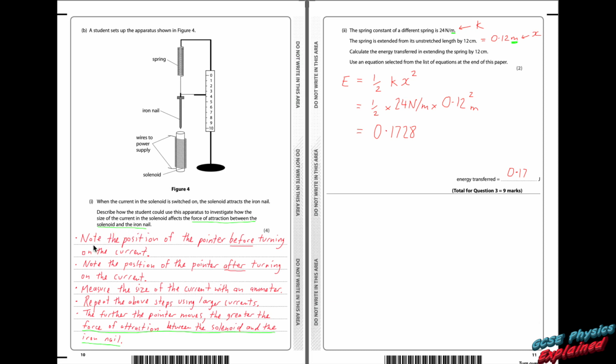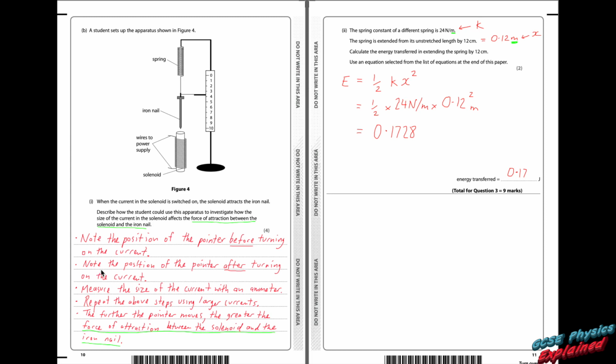Okay, so if we note the position of the pointer before turning the current on, so here's the pointer here, which is attached to the spring. So as you turn the solenoid on, the iron nail is going to be attracted down, which is going to stretch the spring, and it's going to pull the pointer down on the ruler.